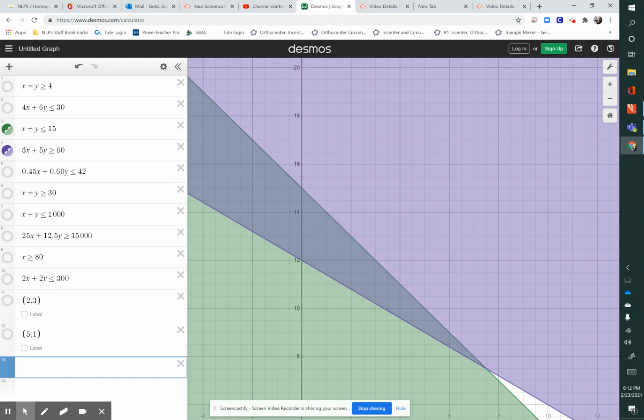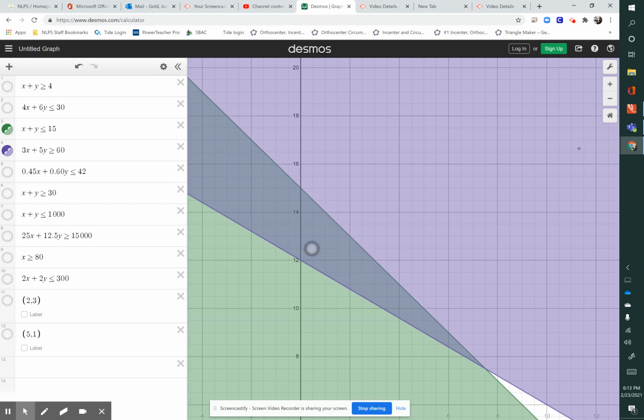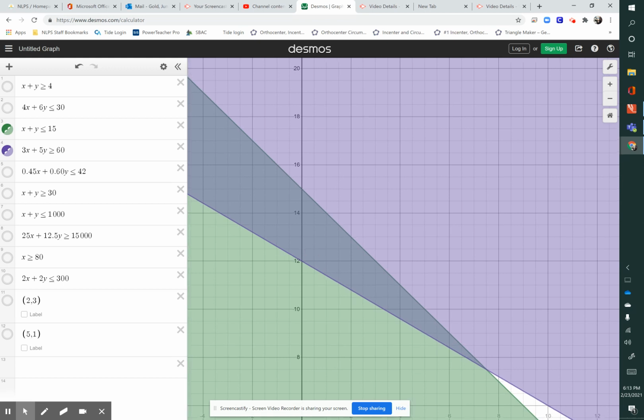I can't seem to get my pop-up down there. But let's say we have 1 hour of mowing and 13 hours of babysitting. So that would be 1 on the x-axis, 13, that would be right here. And that's fine. What about 4 hours of mowing?